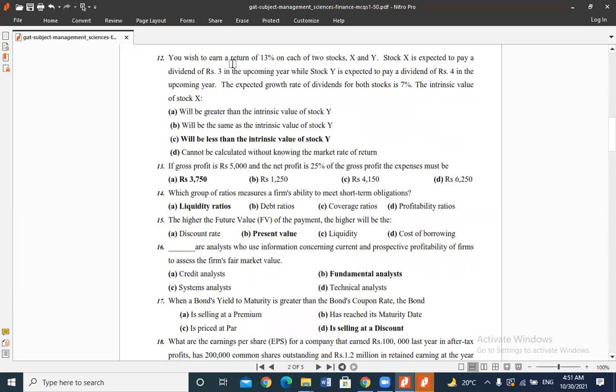You wish to earn a return of 13% on each of two stocks, stock X and Y. Stock X is expected to pay a dividend of rupees 3 in the upcoming year, while stock Y is expected to pay a dividend of rupees 4 in the upcoming year. The expected growth rate of dividend for both stocks is 7%. The intrinsic value of stock X will be less than the intrinsic value of Y.